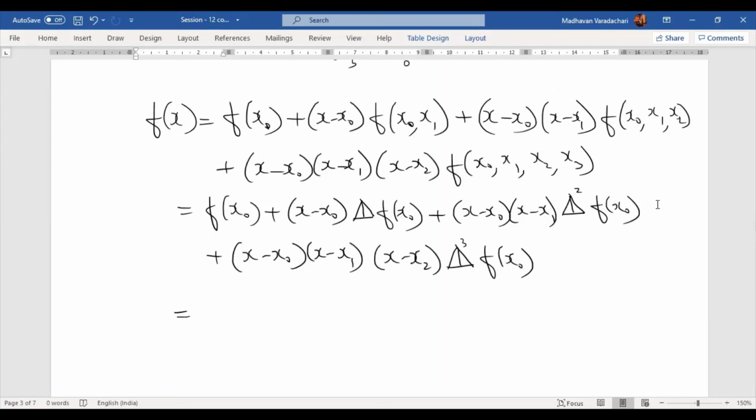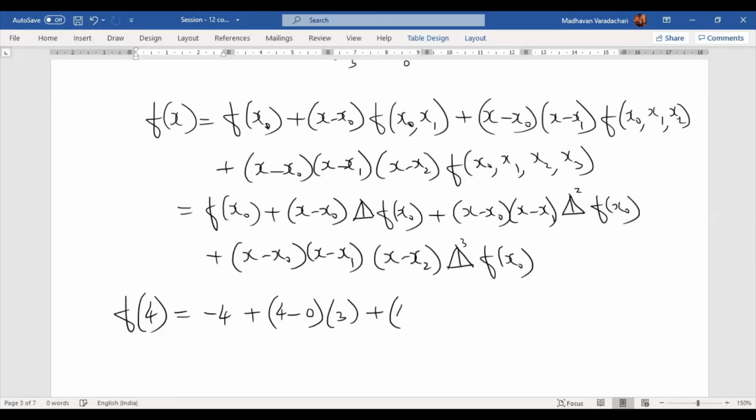The first value of f(x) is negative 4. We are interested in x as 4, which means we are supposed to find f(4). Negative 4 I wrote because the first value of f(x) is negative 4. Open a bracket: x is 4 minus x naught. The first value of x is 0. Then the first order divided difference, which is 3.